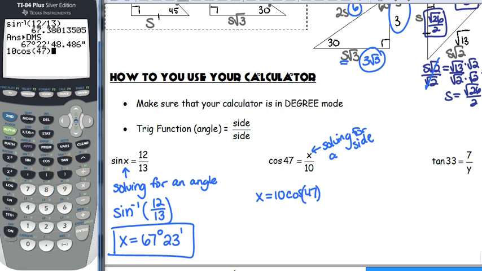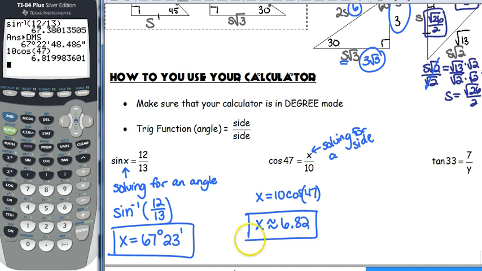You can close it out since there's nothing coming after, it doesn't matter, but if you had multiplied by 10 after, you want to make sure that you close out so that only 47 is inside those parentheses. And that gives us that our side length is going to be about 6.82, rounding to the nearest hundredth.